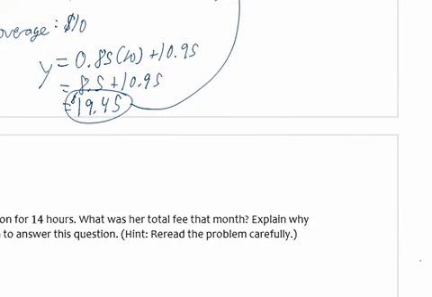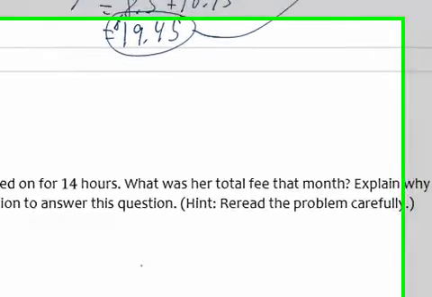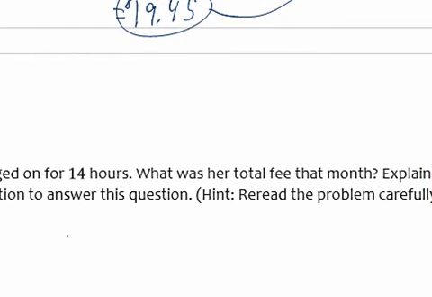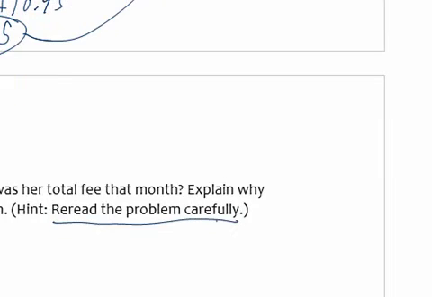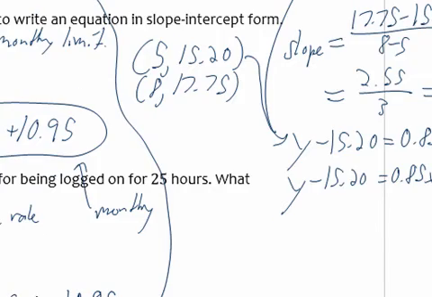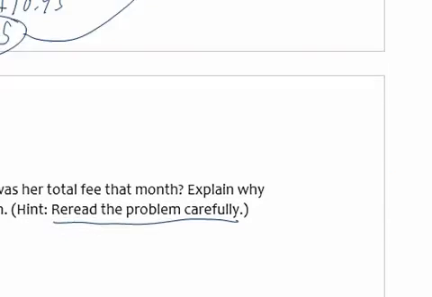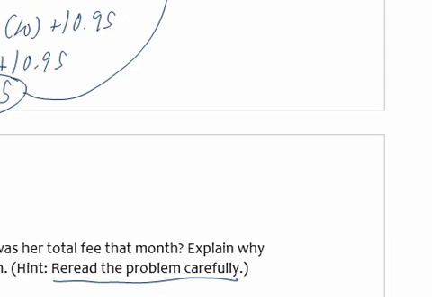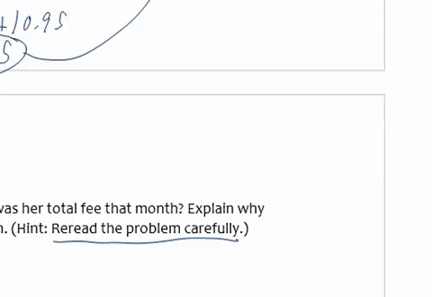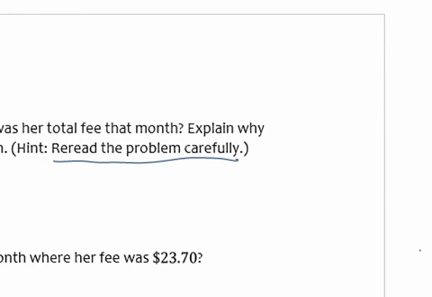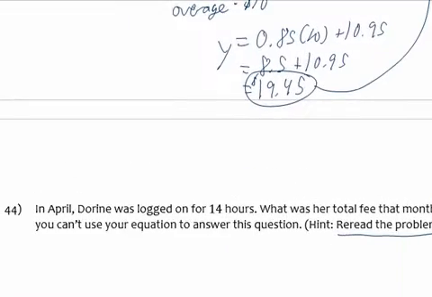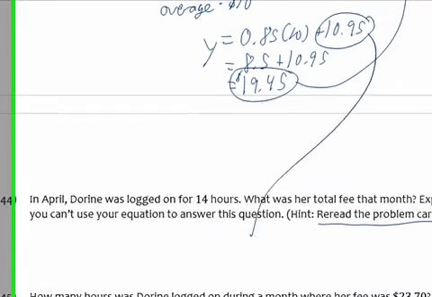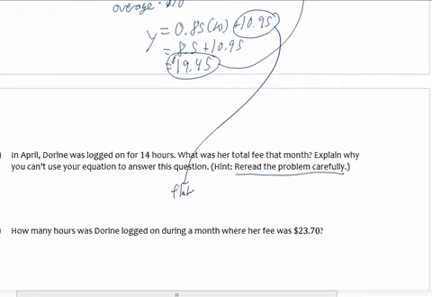Then it says in April, Doreen was logged on for 14 hours. What was her total fee that month? Explain why you can't use your equation. Well, reread the problem. This is where you start seeing up to 15 hours of use. So she's going to be charged that flat rate whether she hit 14 hours or whether she hit 15 hours. This is sort of like rollover minutes. She didn't hit her minutes for the month, so she's still going to be charged the same amount. That's that $10.95. That's the flat rate.